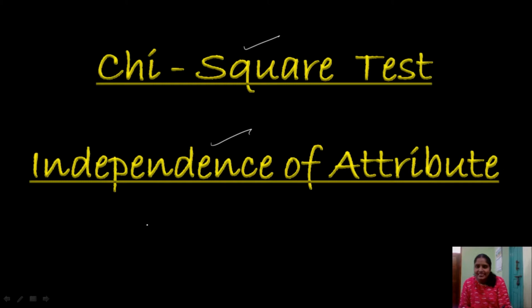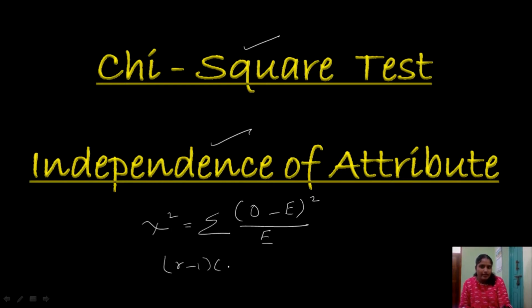The test statistic used under independence of attributes is chi-square is equal to sigma observed minus expected the whole square over E. Here O represents observed frequency and E represents expected frequency. This follows chi-square distribution with (R minus 1) into (S minus 1) degrees of freedom. Here R represents number of rows and S represents number of columns.